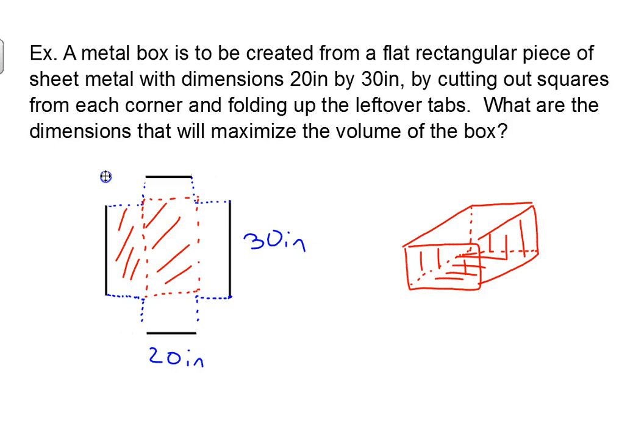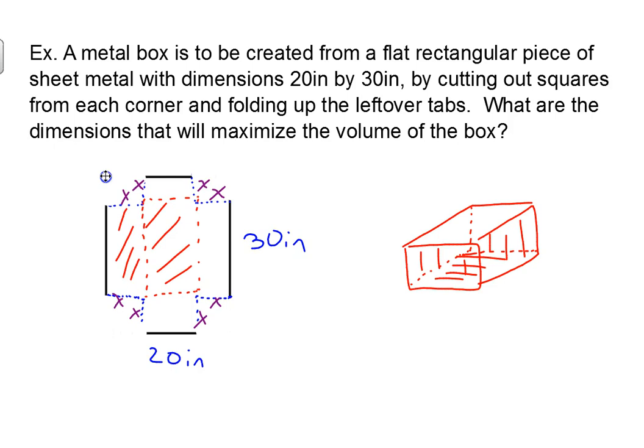Now, how much should I cut out? That's the question. Well, since it's going to be a square, I know that if I cut out x inches from this side, I have to cut out x inches from this side. X and x, x and x, x and x, correct? By doing that, that is what will allow me to fold up the sides of this metal to create the box, right? All right, so that's what's going on.